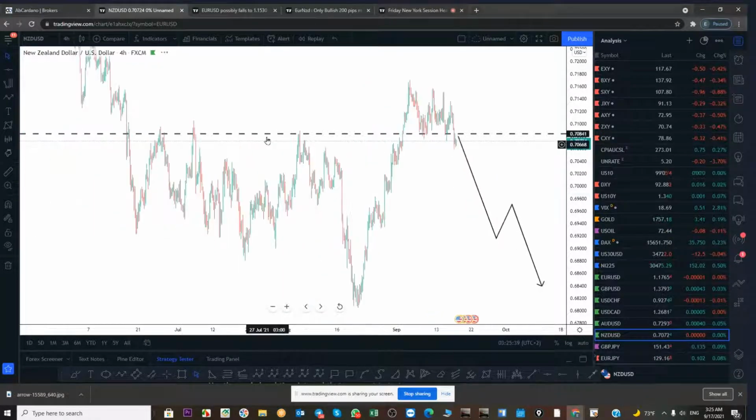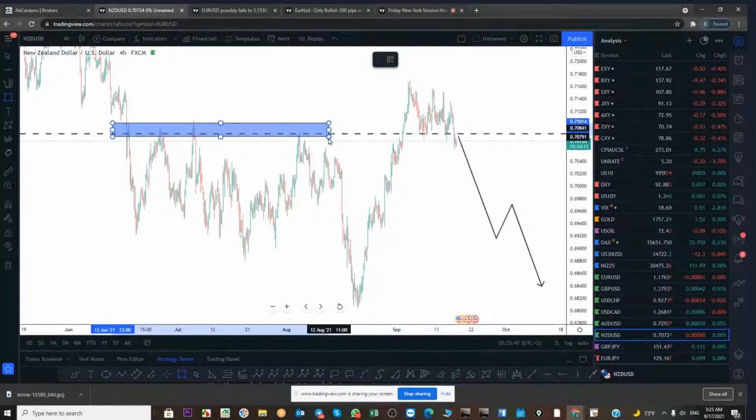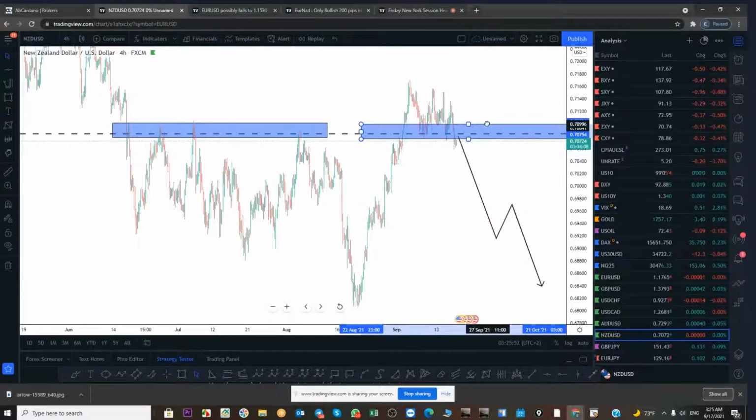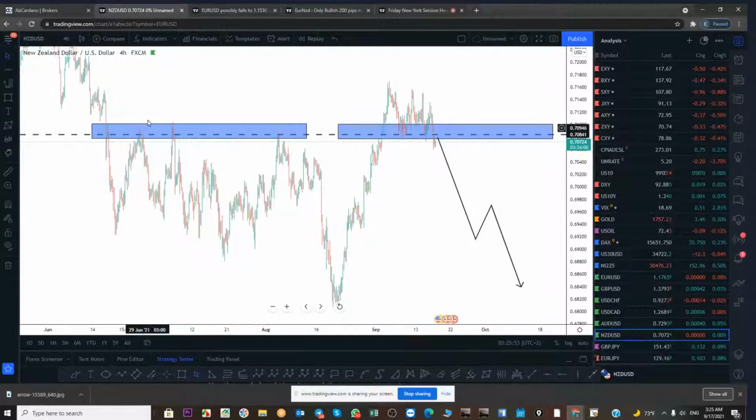See how this level, 70-80, is very important. How it did play to be a support in this area right here, and it did turn to be resistance, guys. So here it was a resistance, here it did work as a support, it broke the support, it's below the support, so basically we can expect this to come.